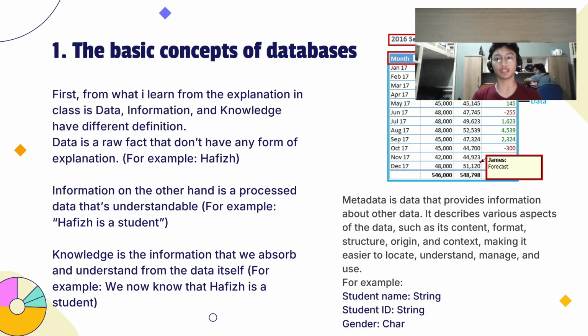The next one is metadata. As I have shown in the example here, metadata is data that provides information about other data. It describes various aspects of the data, such as its content, format, structure, origin, and context, making it easier to locate, understand, manage, and use. For example, the student name counts as a string, the student ID counts as a string, and the gender counts as a character.